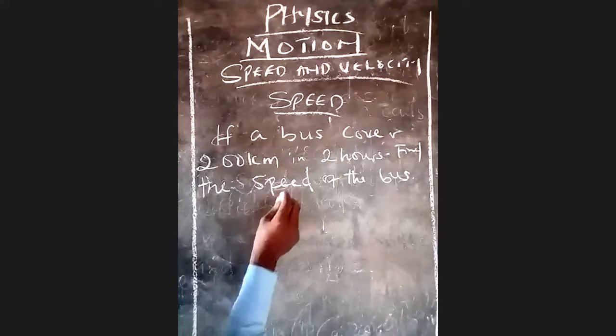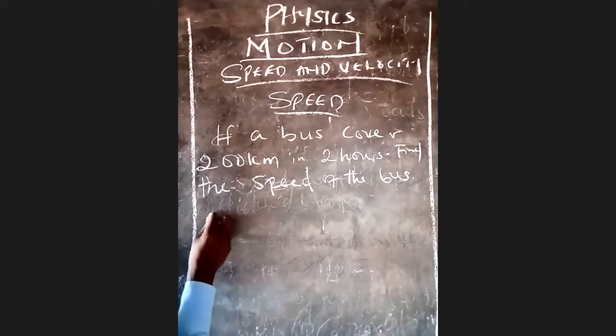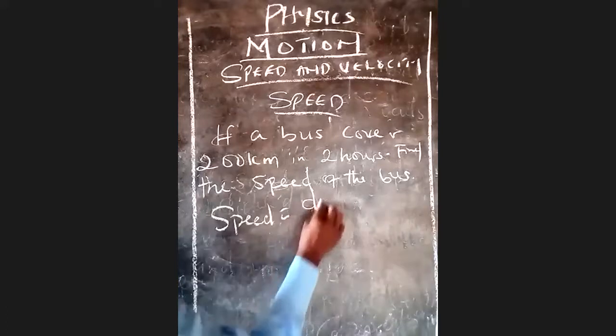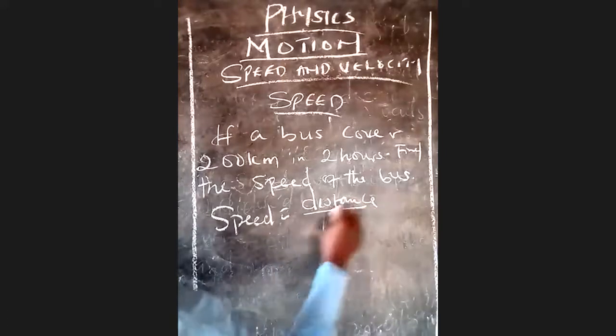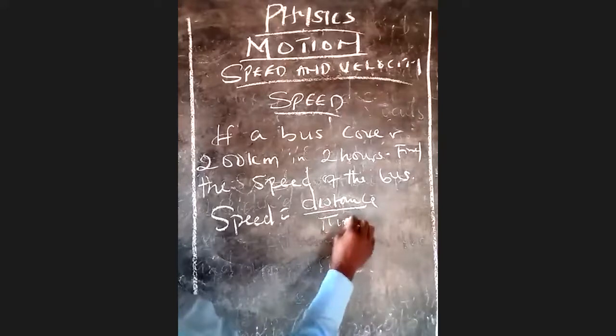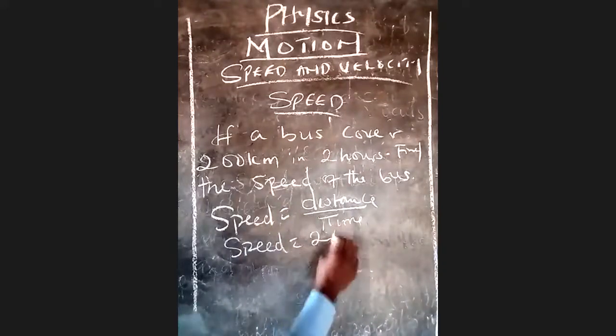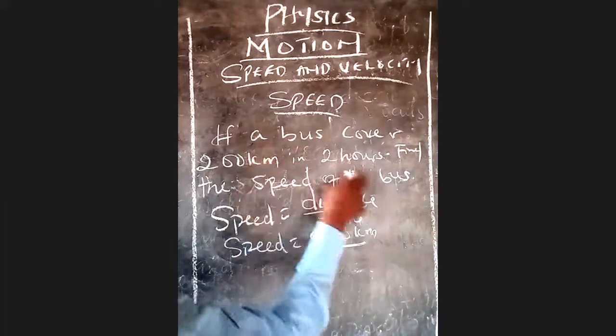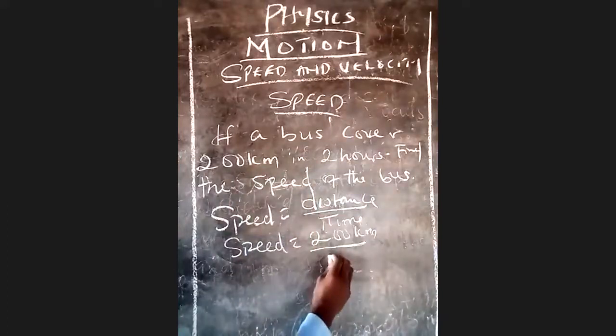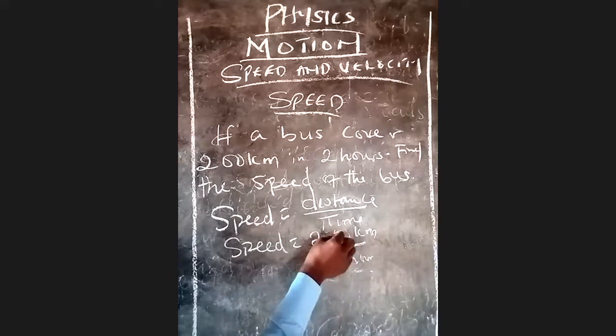A bus covers 200 kilometers in 2 hours. Find the speed of the bus. So speed is distance all over time, which will be equal to our distance here, 200 kilometers, all over the time, 2 hours. Now, 2 in 20 gives you 10, and then 0.